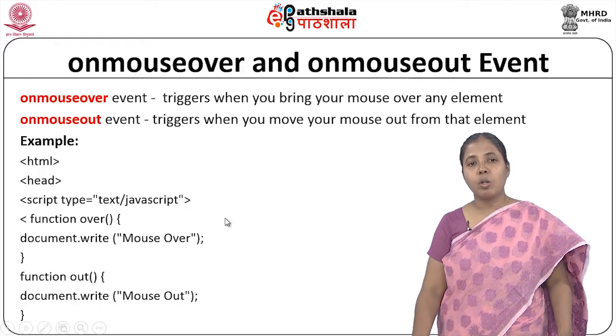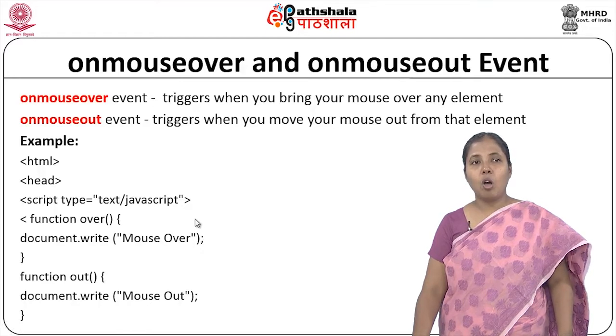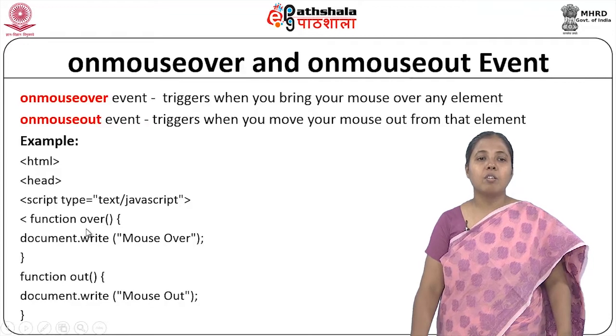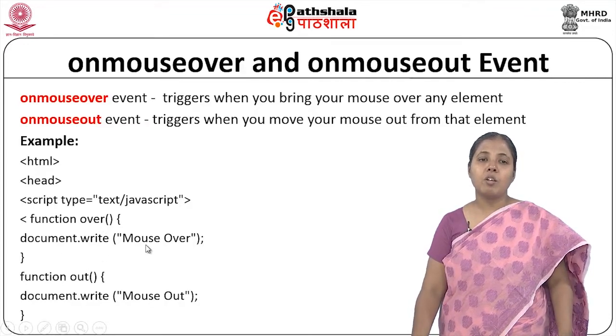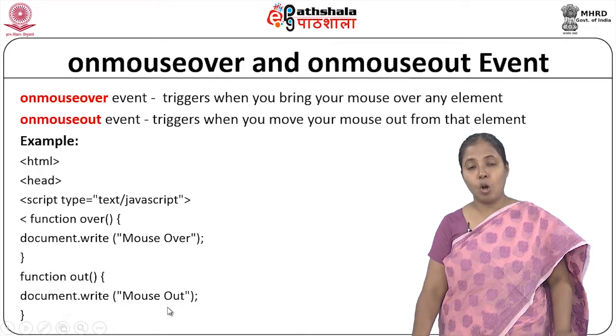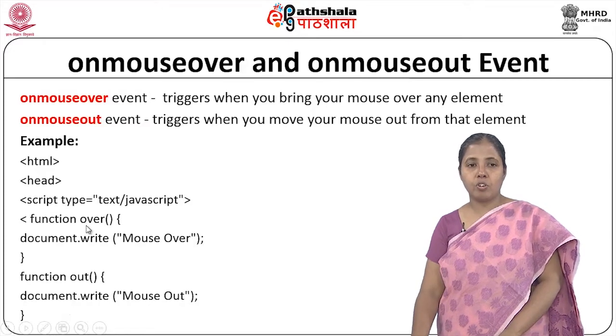And we have the events on mouse over and on mouse out. The on mouse over event is triggered when you move your mouse over any element or object, and on mouse out would be triggered when you move your mouse out from that element. Here you can see that there is a function called over which writes a message as mouse over, and function out would write a message like mouse out. Now, you want to call these functions over and out, so you invoke the method when the particular event occurs.